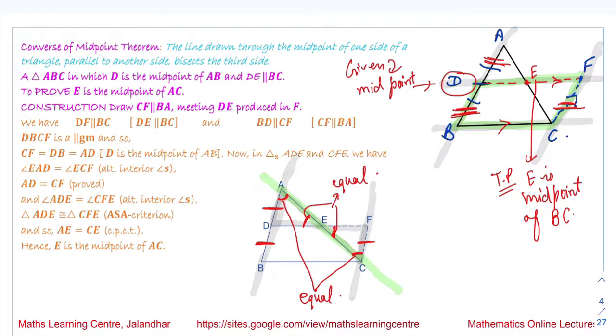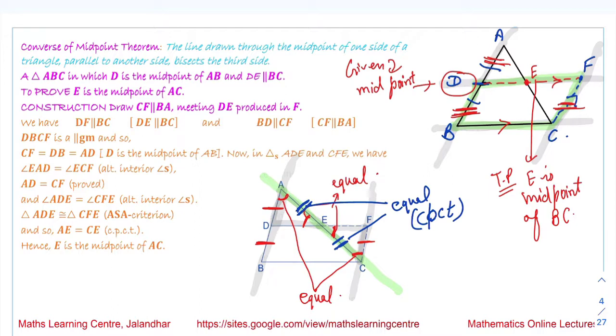So from the ASA criterion, both these triangles are congruent to each other. Now if these two triangles are congruent, then the length AE is equal to the length EC. This is by CPCT, and this is what we have to prove, that E is the midpoint of AC.